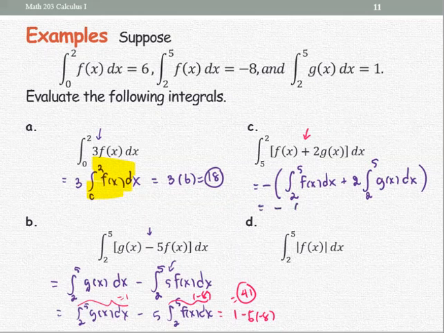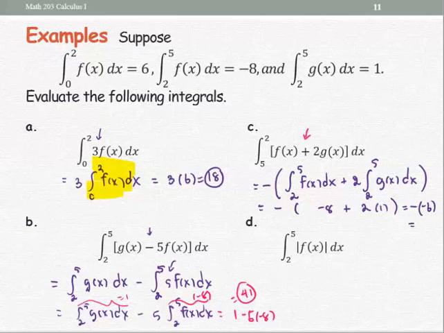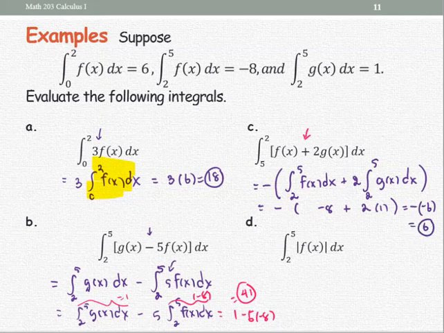Then we get negative. The definite integral from 2 to 5 of the function f is negative 8, plus 2 times the definite integral from 2 to 5 of the function g, which is 1. Now we get the negative of negative 6, or positive 6, as a result.